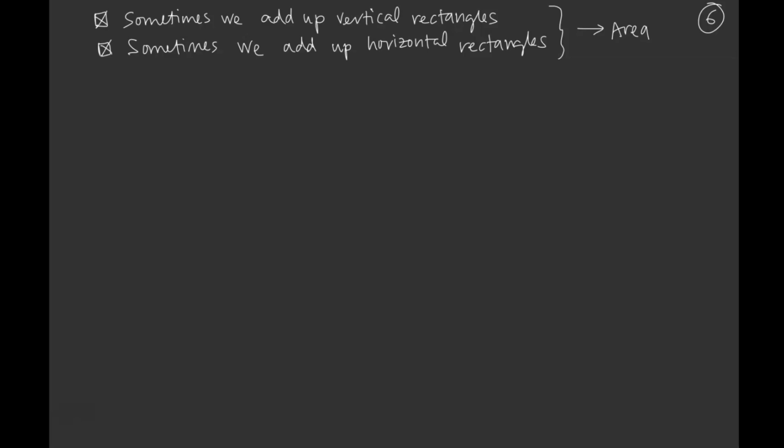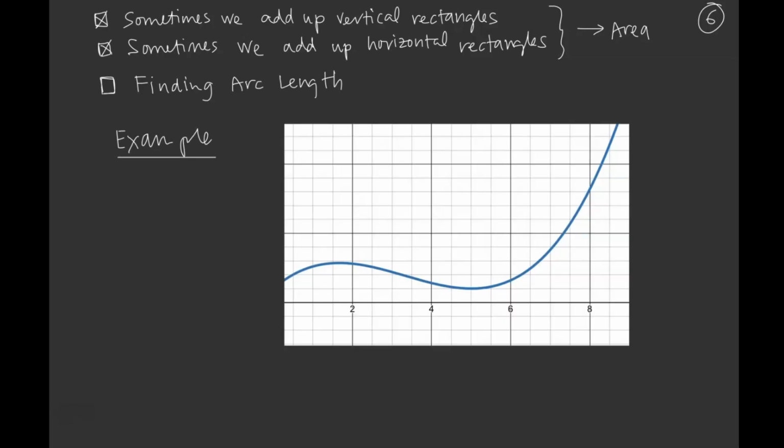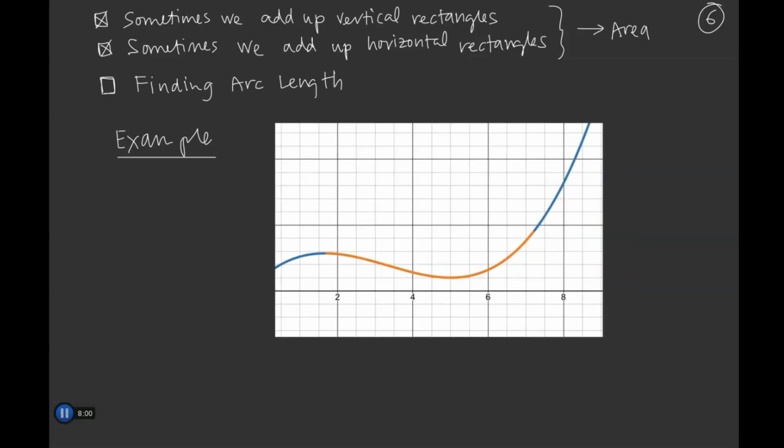The next thing we need to do is talk about something that's related but different, which is finding arc length. So this is finding the length of a curve from one point to the next. So for example, we might have a curve that looks like this. And say that we wanted to find the length of this curve from some particular starting point to some particular ending point. How would we measure how long this curve is? Like say we wanted to measure the length of this segment of the curve right here.